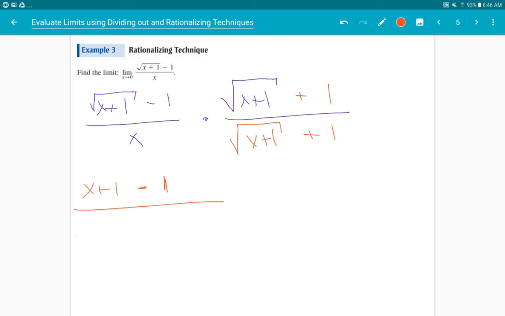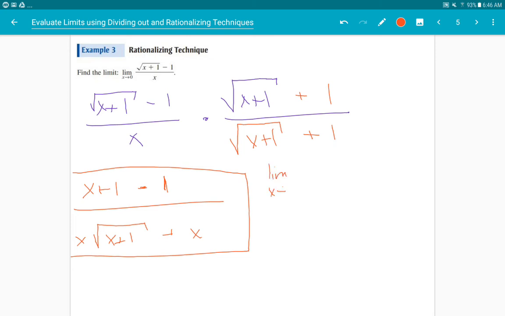In the denominator, I'm going to have x times the square root of x plus 1 plus x. Now this is the function that we simplify to. So now we're going to evaluate the limit as x approaches this value of x plus 1 minus 1 over x square root of x plus 1 plus x. Again, the limit's going to work the same way because, since it's an equivalent function, the behavior is going to act the same.